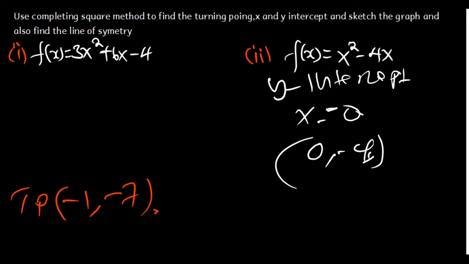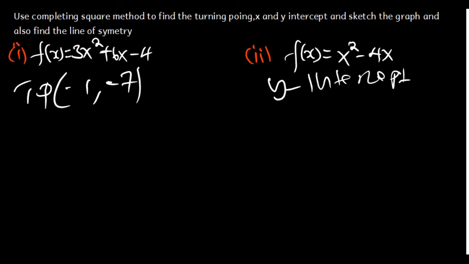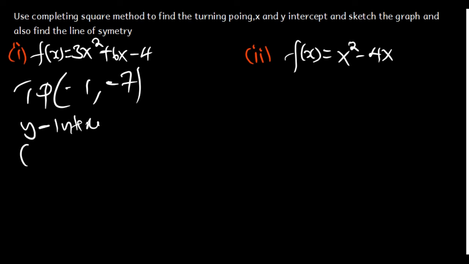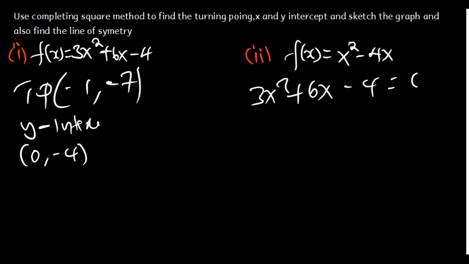We are saying that our turning point is negative 1 comma negative 7. What else do we know? We also know the y intercept. The y intercept we found is 0 comma negative 4. To find the x intercept, what we have to do is set y equal to 0. Then we are going to find the x intercept, meaning that what we have there is 3x squared plus 6x minus 4 is equal to 0.